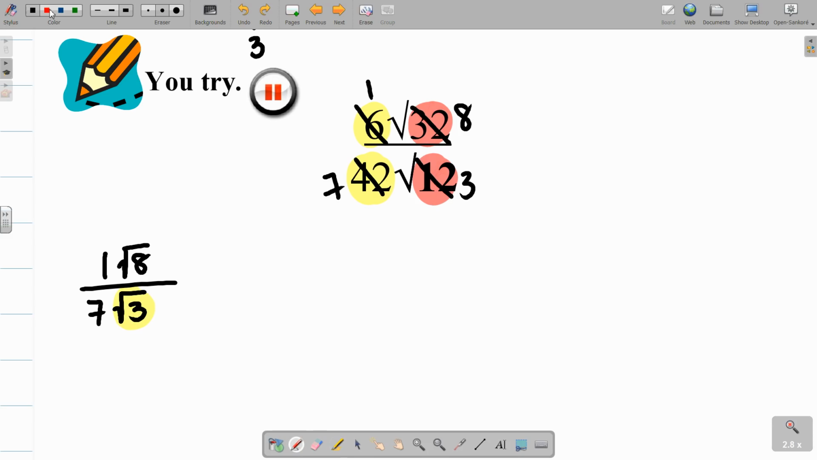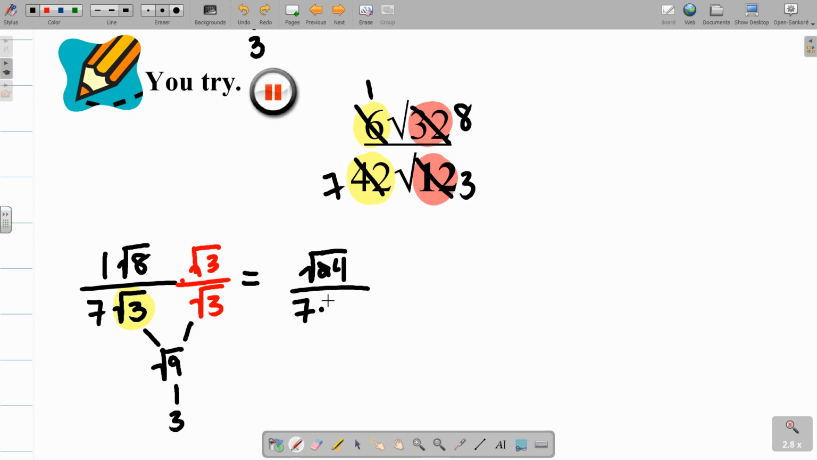Got to get rid of that root 3. We're going to multiply top and bottom by root 3. This becomes square root of 24. And this is going to be 7. Root 3 times root 3 technically is root 9, which just becomes 3. Root 24 over 21. Now, if you stop there, you would get partial credit on a test.